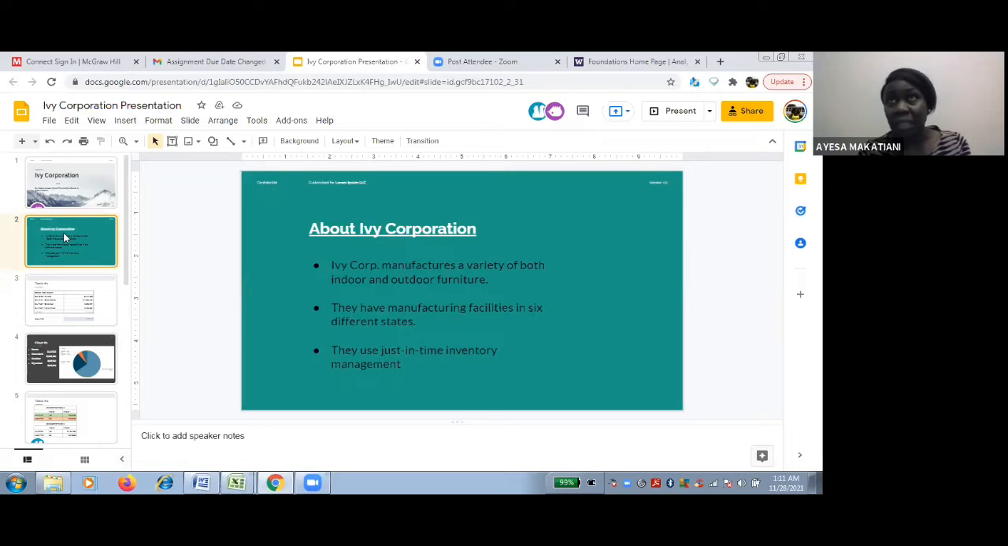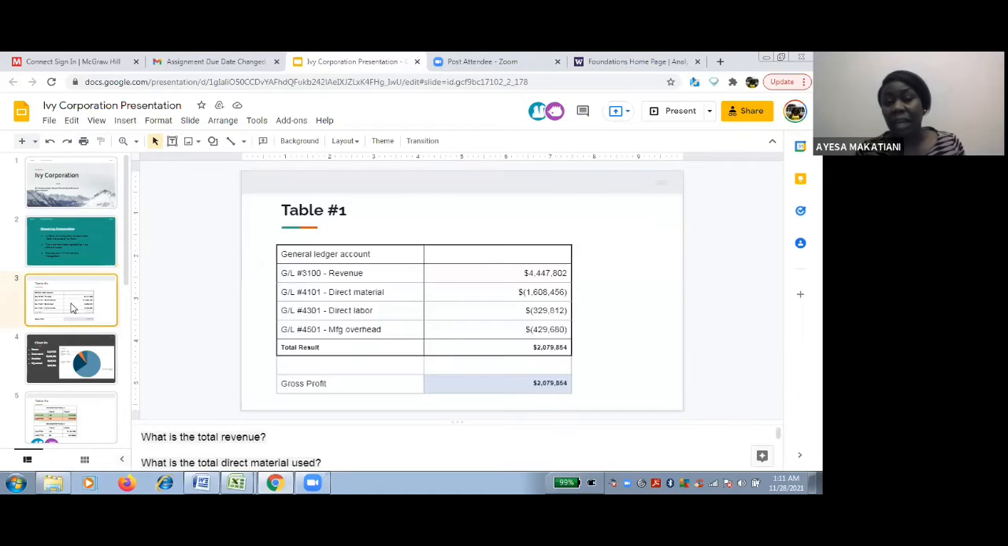They are based in 2 provinces in Canada and about 4 states in the United States. All this work has been done in all the different locations, but they're able to share their books of accounts to be incorporated into one. They use just-in-time inventory management to do their books of accounts. And we were able to get the data from the company and analyze it.